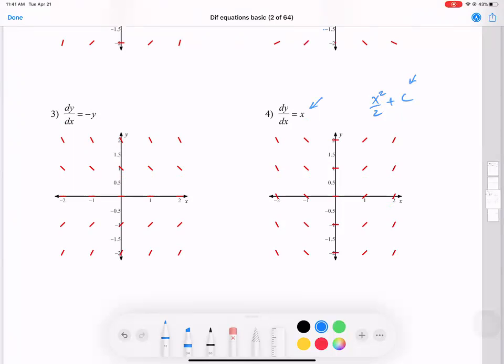Without a particular solution, without one x and y point, I don't know where this starts. But here's the cool part. If I give you a point, let's say the point is 1, 1. That's my point. Well, what would the real graph look like?